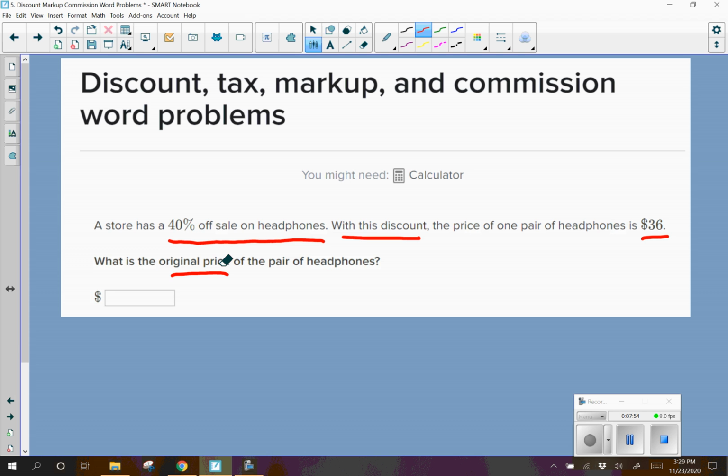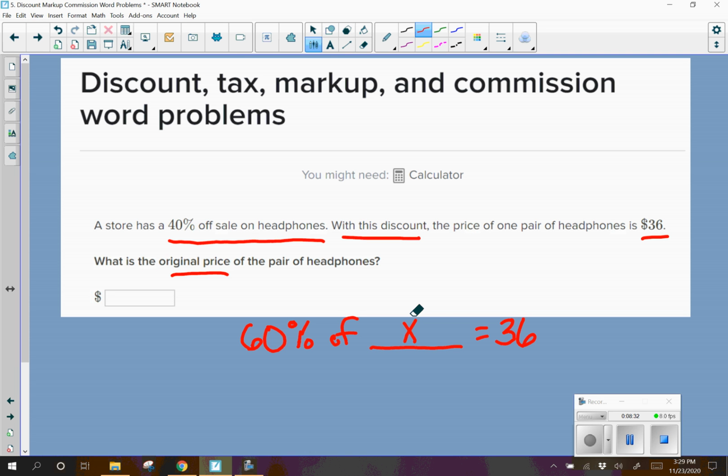Well, first let's think about this. If it's a 40% discount, that means what percentage are we paying? Well, 100% minus 40% means we're paying 60%. So we've got 60% of, well, what was the original price? That's what we're trying to find. 60% of what number is going to give us the $36, which is the discounted price that you ended up paying. So since we don't know our original price, I'm going to plug in X as a variable.